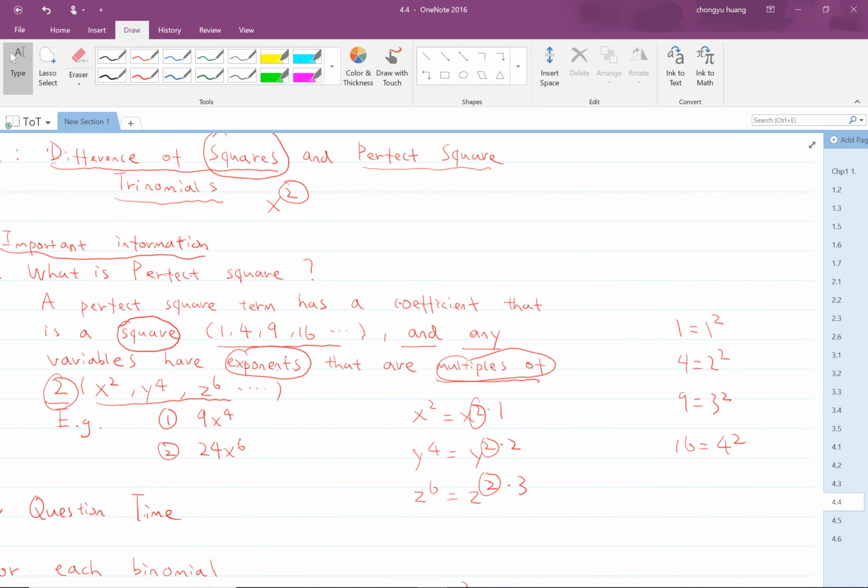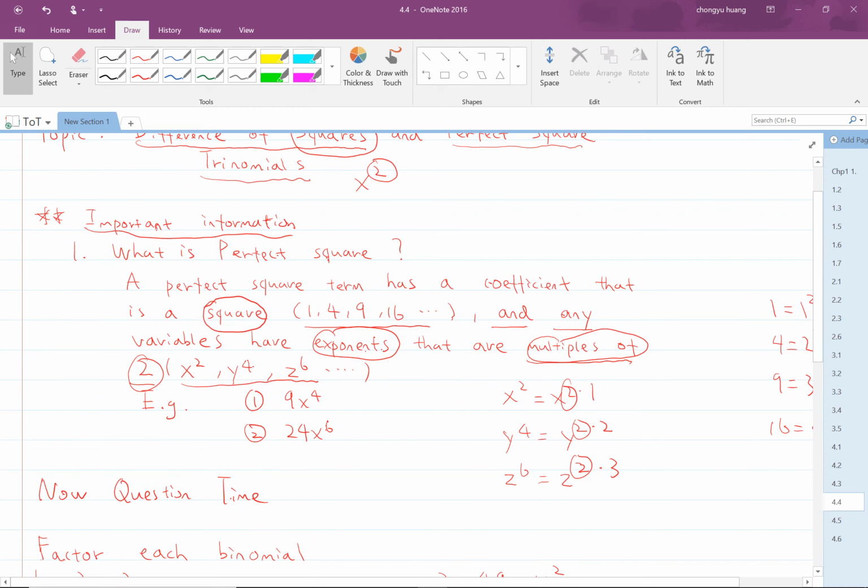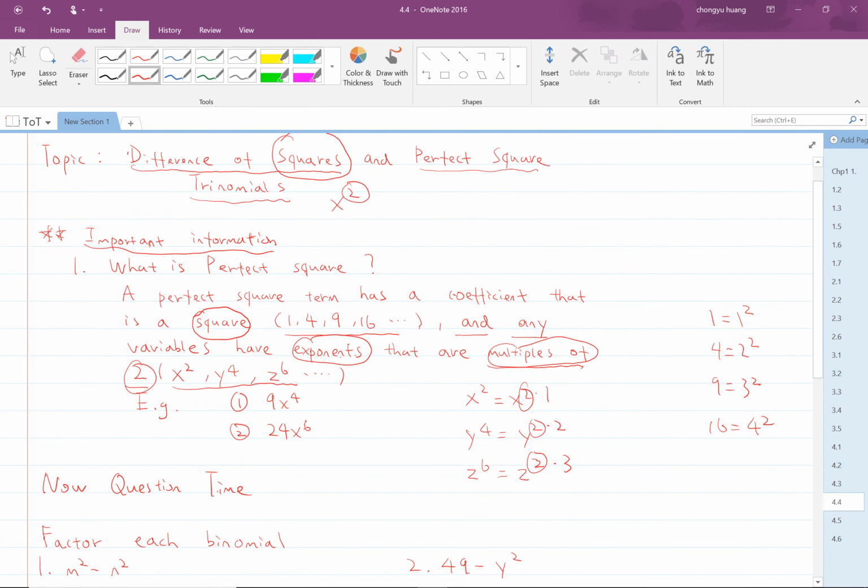So now let's look at the examples. Our first example is 9x to the power 4, right? So 9 is equal to 3 squared, and x to the power 4 is equal to x to the power 2 multiplied by 2, right?